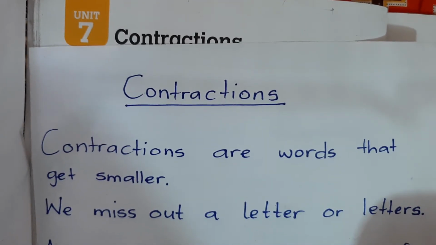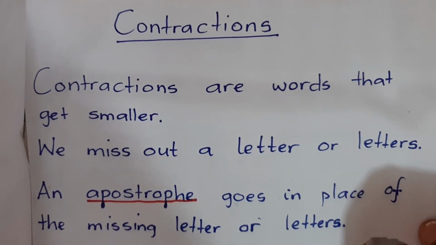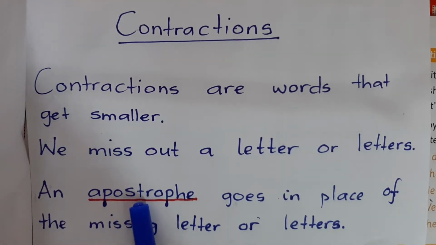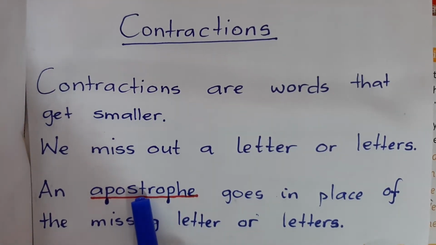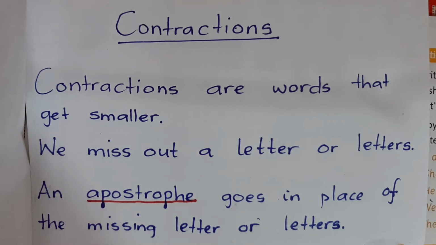We miss out a letter or letters, and in the place of the missing letter or letters, we put what we call an apostrophe. So an apostrophe is a special kind of comma that we use in the place of the missing letter or letters when we write our contractions.